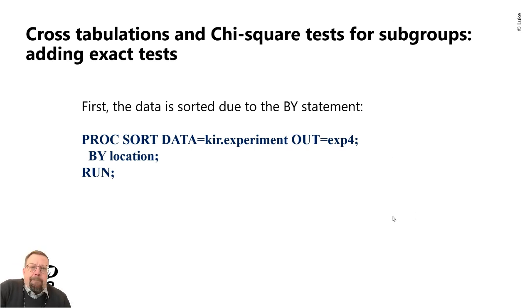Then we might run into a case where, first of all, we have an example where we do the same, but we do it in subgroups. So we divide it into smaller groups. And in that case, it might be that we need so-called exact tests as an alternative to the one we already used. So we are now doing this same thing, but separately for each location. We do it using the by statement, so hence the sorting here again.